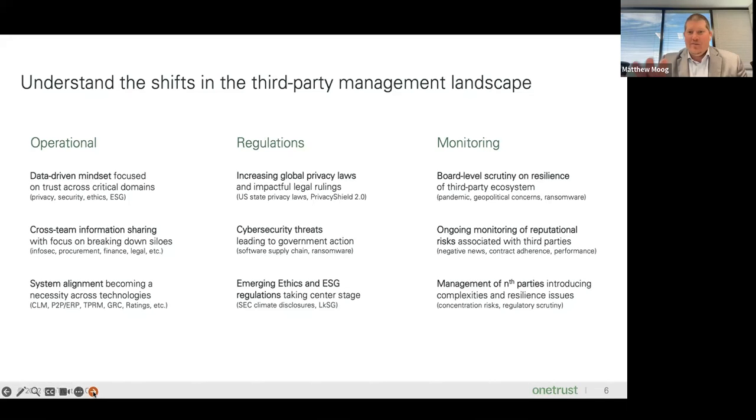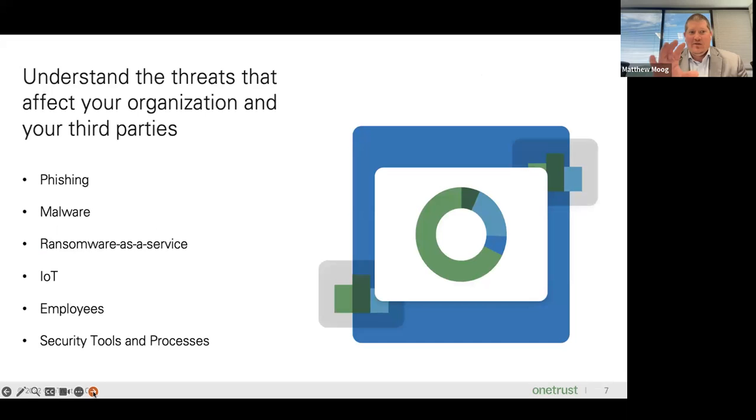Excellent. So maybe we'll switch to the next piece, and I just wanted to get your perspectives on how organizations understand threats. Yeah, absolutely. You'll see here a list of a number of threats, and there are so many threats within this listing. Ransomware as a service is one that pops out that has come out more recently than some of the others. One of the ones we always forget about is employees, right? You have obviously bad actors internally, but also non-malicious employees.